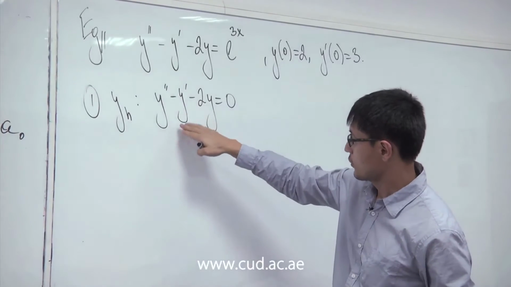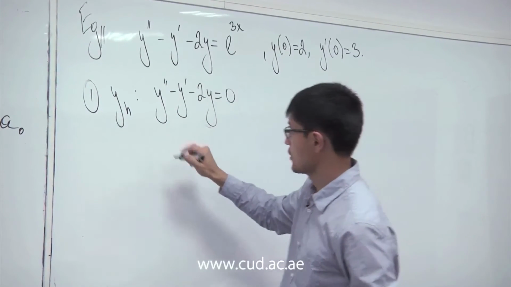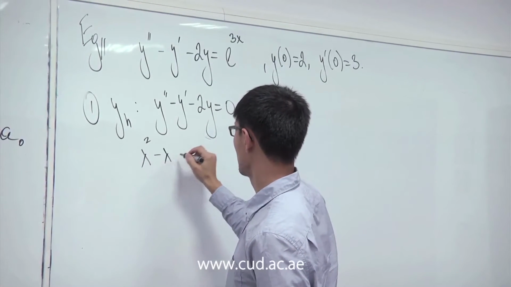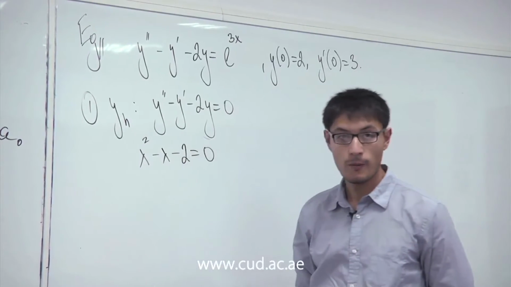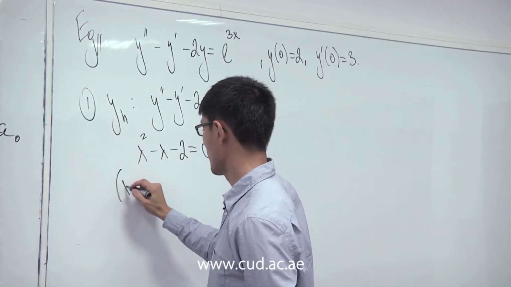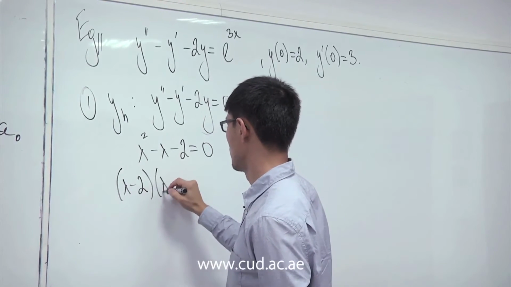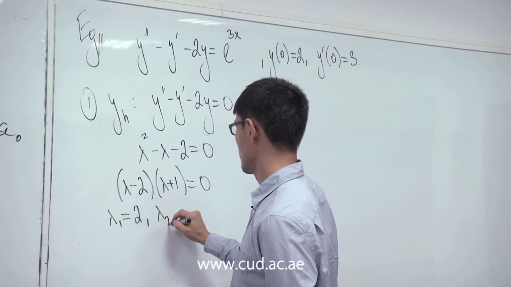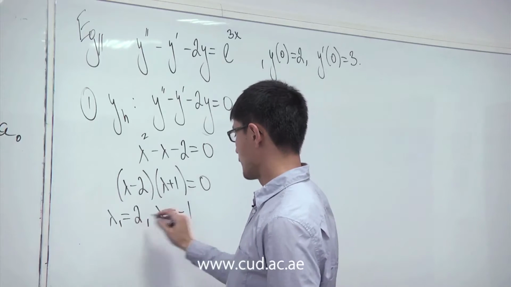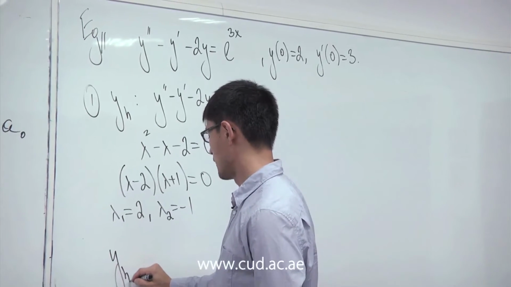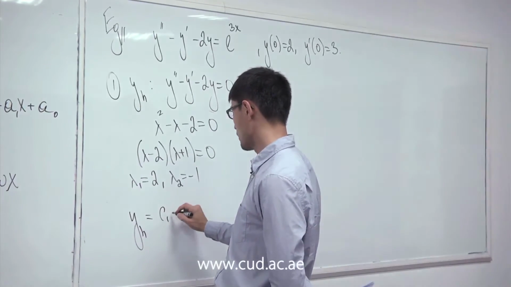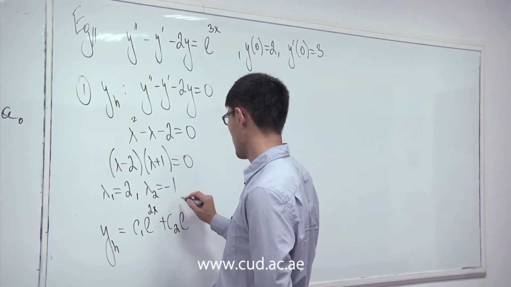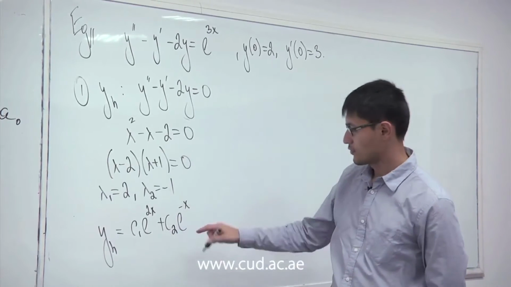All right, so we all know how to do this equation because it's a second-degree equation with constant coefficients. We have to solve the characteristic equation. So that would be λ² - λ - 2 = 0. This is a quadratic equation. I can factor it, (λ - 2)(λ + 1). So we get two solutions, λ1 = 2, λ2 = -1. So I have two real solutions. That means yh = c1 e^(2x) + c2 e^(-x). So that's our homogeneous solution.